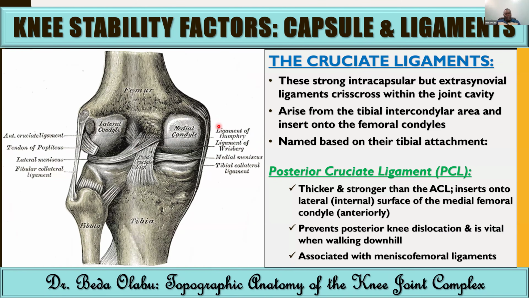This image shows you the posterior and the anterior meniscofemoral ligaments. They may have some names of people, as you can see in that image. The anterior one is sometimes called the Humphrey one, and the posterior one is sometimes called the Wrisberg one.